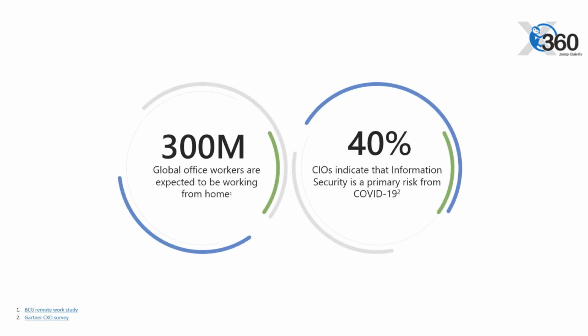And with this, I would also like to submit a survey result, once again coming from BCG, the Boston Consulting Group Remote Work Study, and also the Gartner CXO survey. What that basically says is about 300 million global office workers are expected to be working from home, and that's not a small number by any chance. And 40% of CIOs indicate that information security is a primary risk, as I was talking about before. So with a lot of people working from home, the emphasis towards data security is clearly becoming a core importance for all the professionals out there.